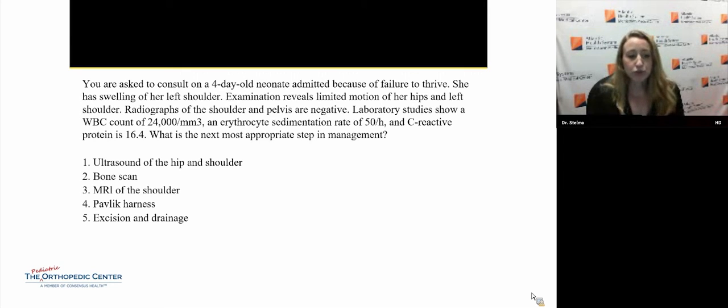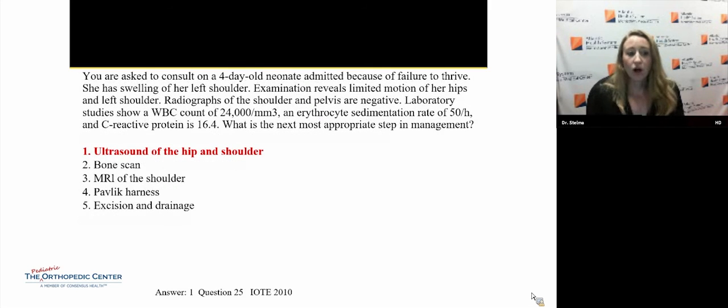Should we ultrasound the hip and shoulder, get a bone scan, get an MRI of just the shoulder, put her in a Pavlik harness, or jump to an excision and drainage? Ultrasound. So that can be very helpful for looking for that effusion as the next step. And it also doesn't involve any radiation, so very helpful, especially in the setting of a neonate.